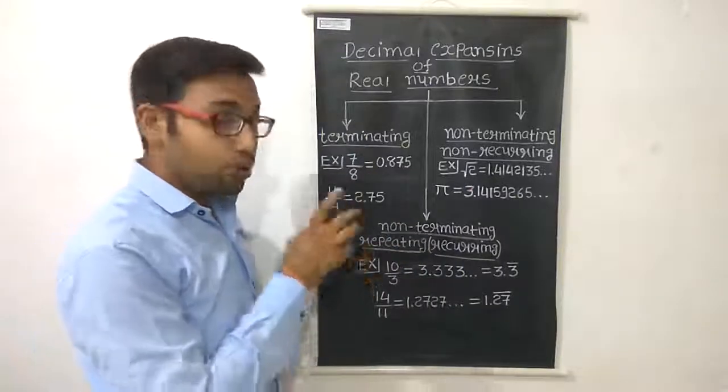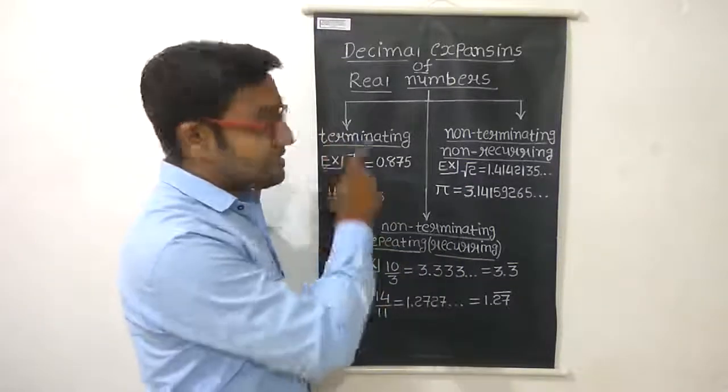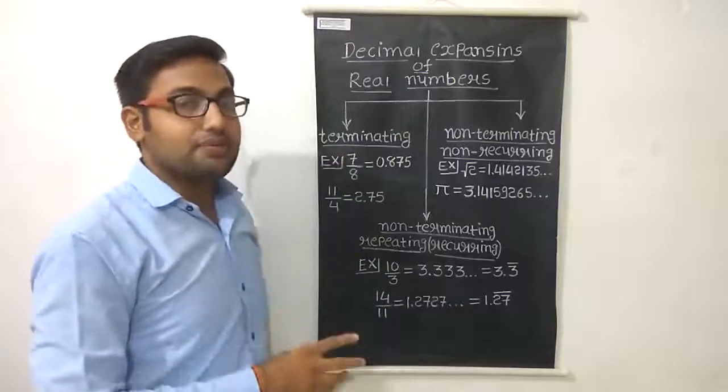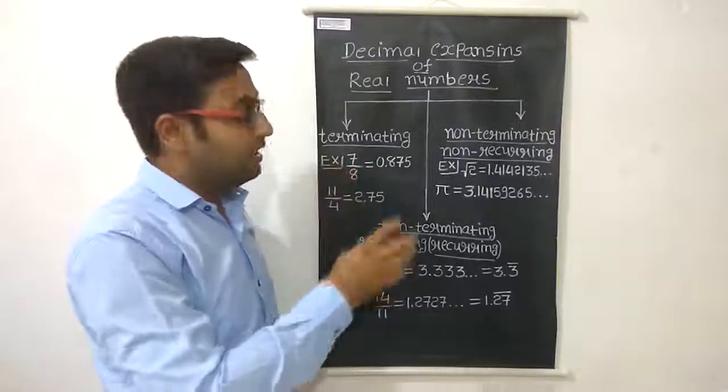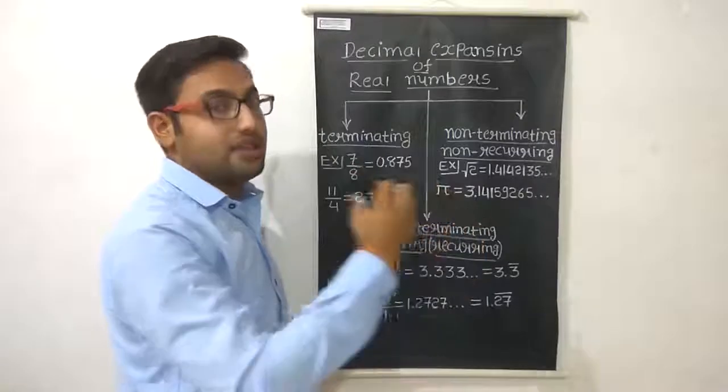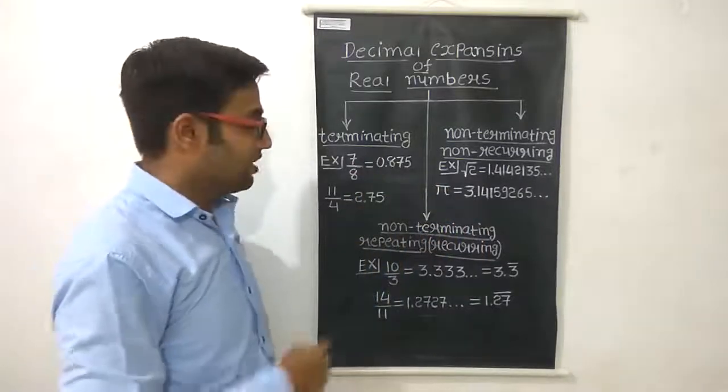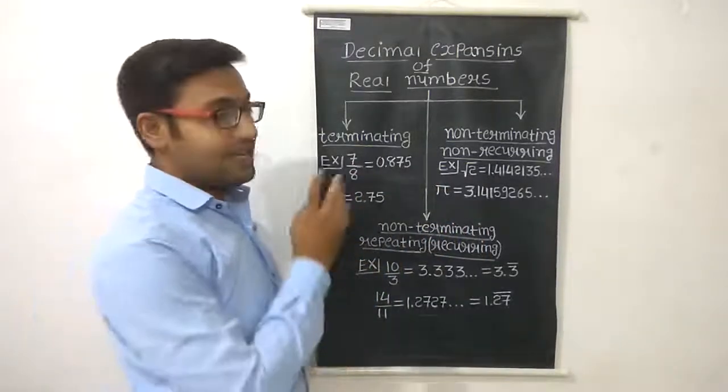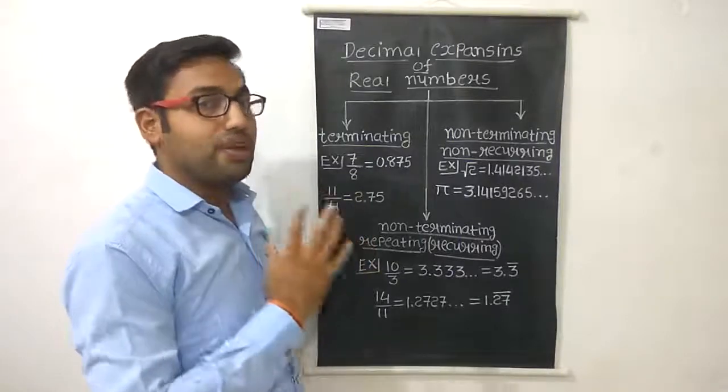So in this way also, based on the decimal expansion, we can classify real numbers into rational numbers and irrational numbers, right? So this is all about the decimal expansions of real numbers, right?